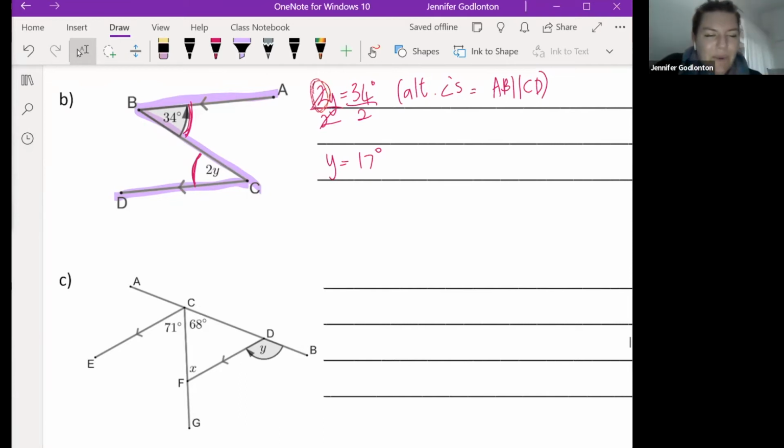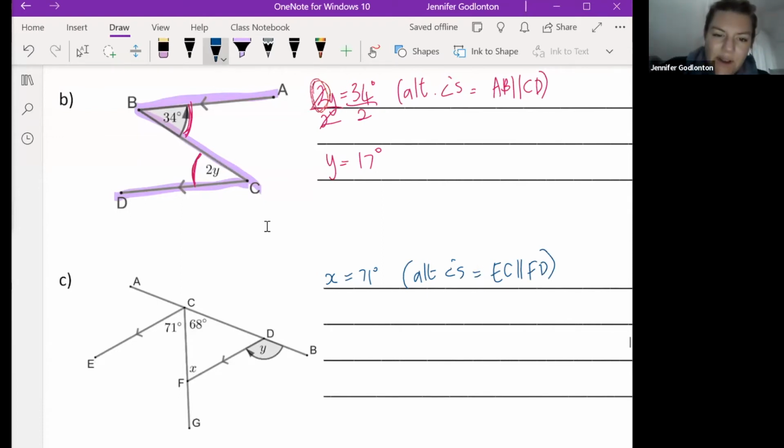And how can I help? Hi, ma'am. I must wait because I wanted to answer. Oh, well, you can answer X for me. I said x equals 71 due to alt angles, because EC is parallel to FD. Perfect, and great.